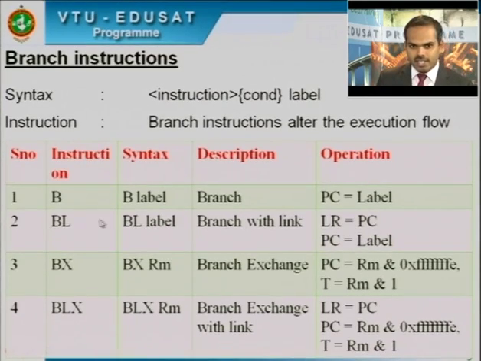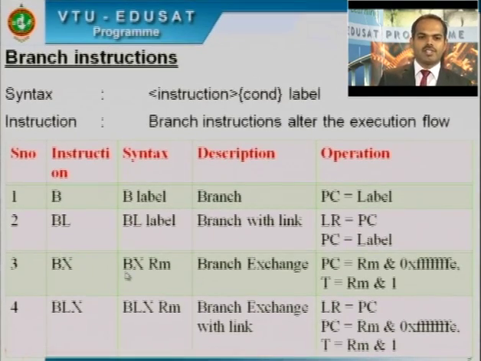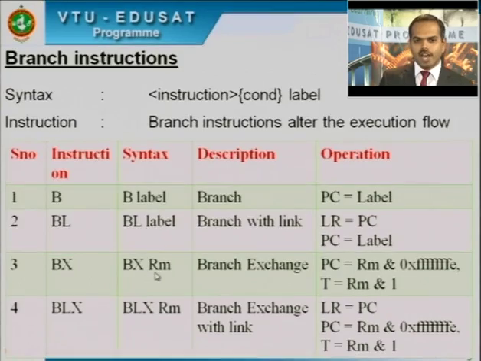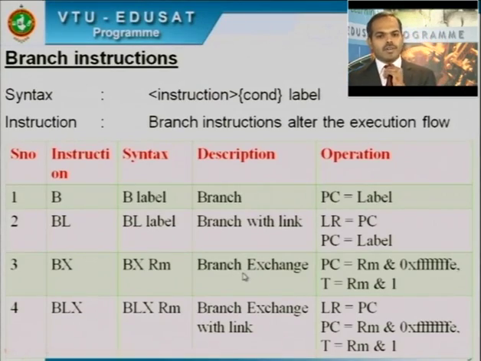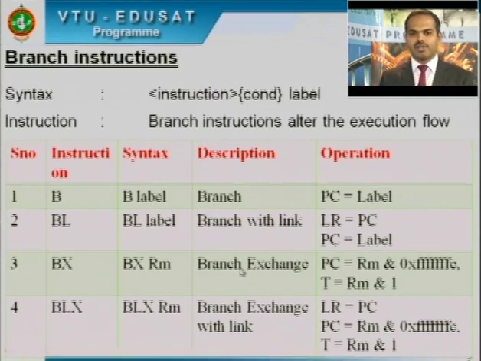So this is an instruction that helps to write a function or a subroutine in an assembly program or ARM assembly program. Next instruction is BX. The syntax for this is BX space RM. The description is branch exchange. BX stands for branch exchange. What happens in the operation?